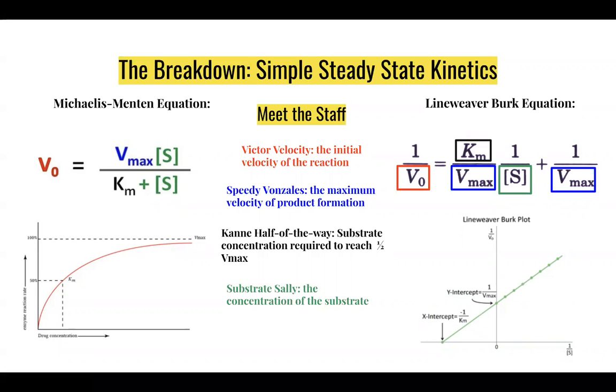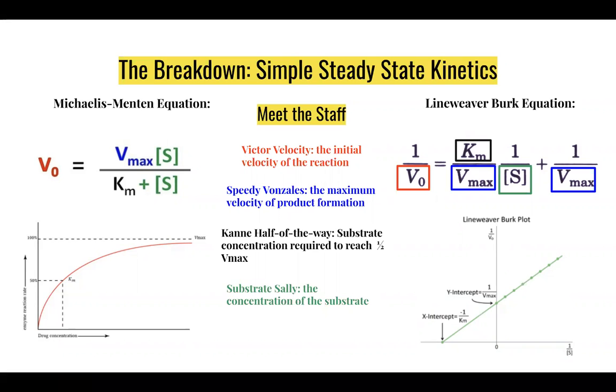In the equation, V naught, which we call Victor velocity, is the initial velocity of the reaction. And that V naught is equal to Vmax, which here we call speedy Gonzalez, and represents the maximum velocity achieved by the system. Km, the Michaelis constant, or can half of the way, is the substrate concentration required to reach 50% of the Vmax. And S, or substrate Sally, is the concentration of the substrate.